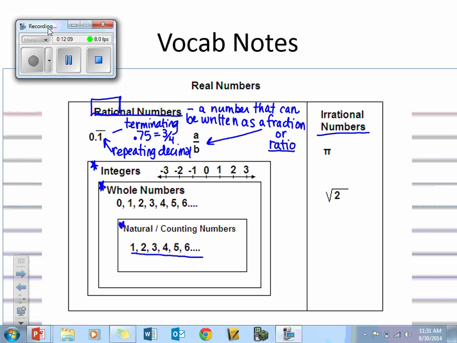Then the other set of real numbers that is not included within the rational numbers is called irrational numbers. And irrational numbers are numbers that cannot be written in fraction form or in ratio form.